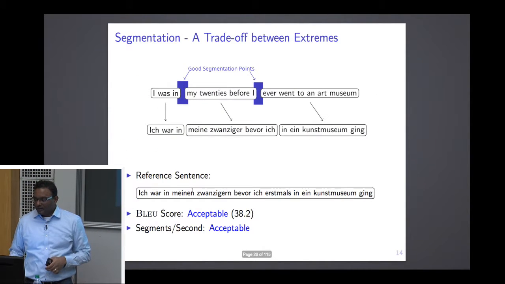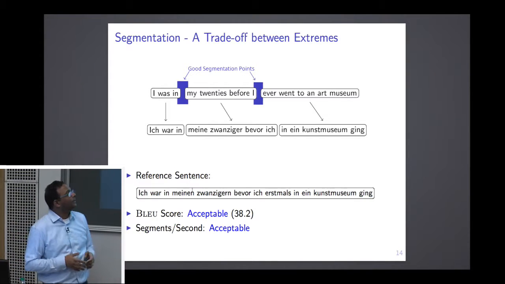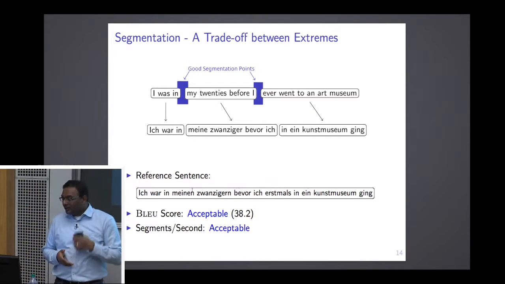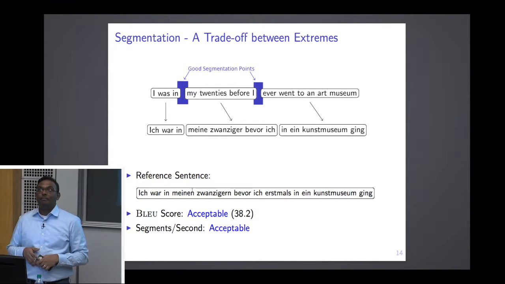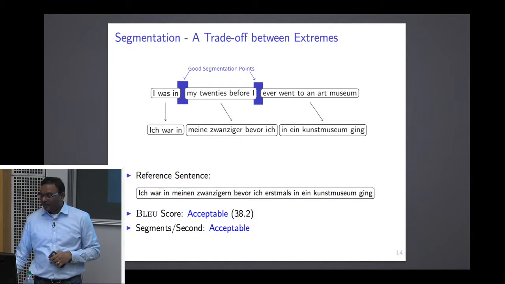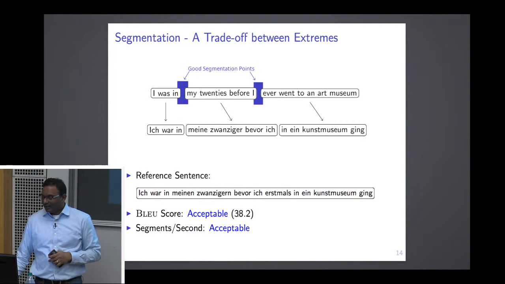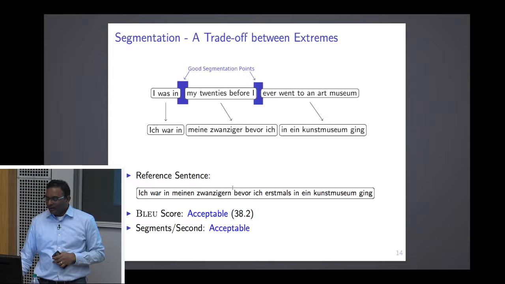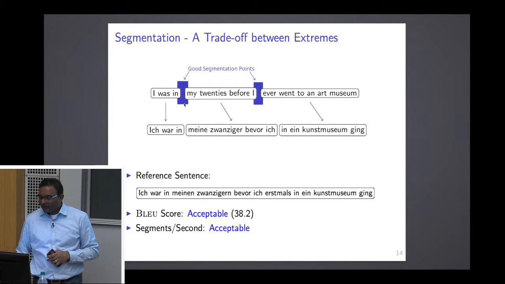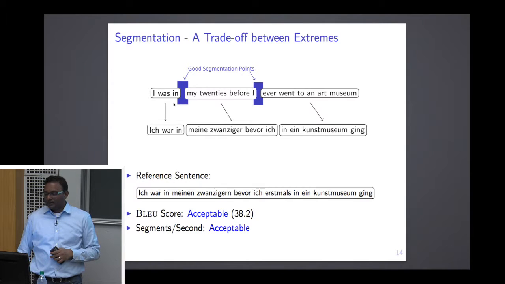So what we want is good segmentation points. So these are segmentation points which will result in a good enough translation. So maybe it's not as good as waiting until the end of the sentence. So the BLEU score is not the best you can do, but it's pretty good. And you can see if you just match the output with this reference, it's pretty reasonable accuracy in translation. And the delay is not so bad because as soon as you see I was in, you get a translation, my 20s before I, and then you get a translation.